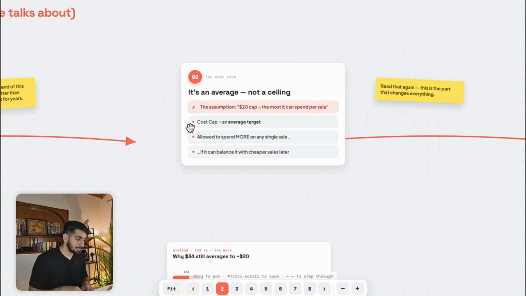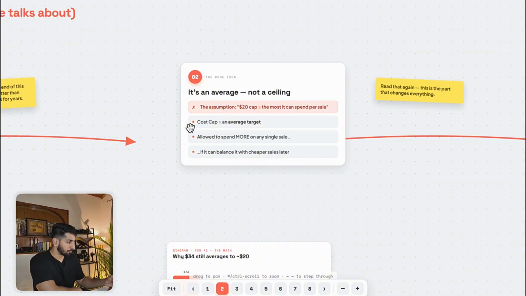It's not a ceiling. What that basically means is Facebook is allowed to spend more than your cap on any single sale as long as it believes it can balance that out with cheaper sales later. Again, as long as it believes it can balance it out with cheaper sales later on. I want you to hear that very carefully because this is very important. Facebook is allowed to spend more than your cost cap if it thinks it can balance it out with cheaper sales later on.